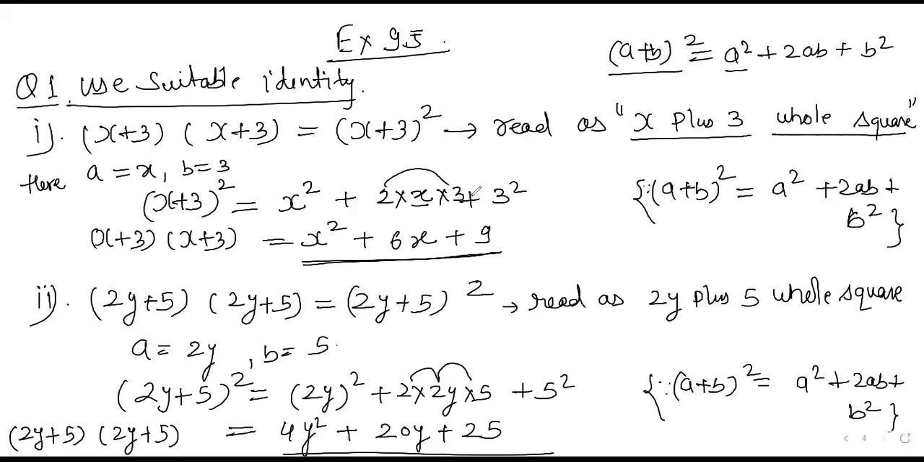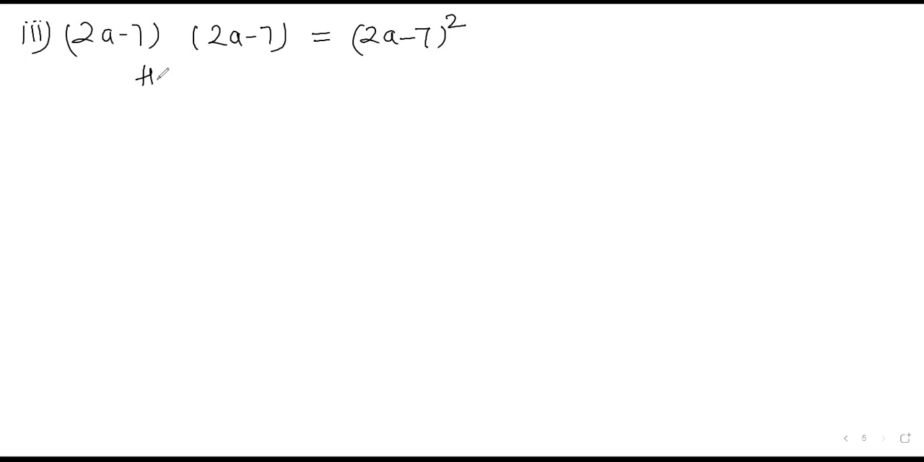Okay, now moving on to the next question. That is the third part of question number first. 2a minus 7 and 2a minus 7. Look, the base will be the same, that means you will write 2a minus 7 whole square. Okay, 2a minus 7 whole square. Here a is equals to 2a and b is equals to 7.